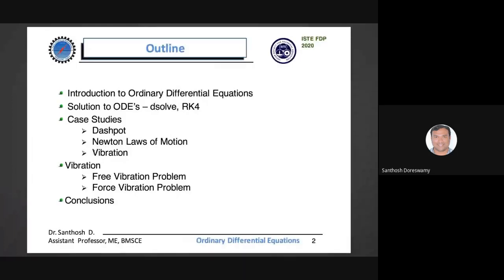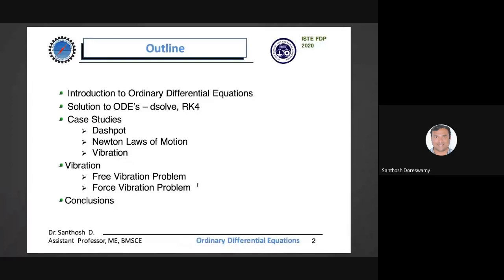problems on vibration. In vibration, we will cover two classes of problems. The first one is a free vibration problem. The second one is the forced vibration problem. So from these case studies, we will try to understand the overall sense of how ordinary differential equations can be solved.